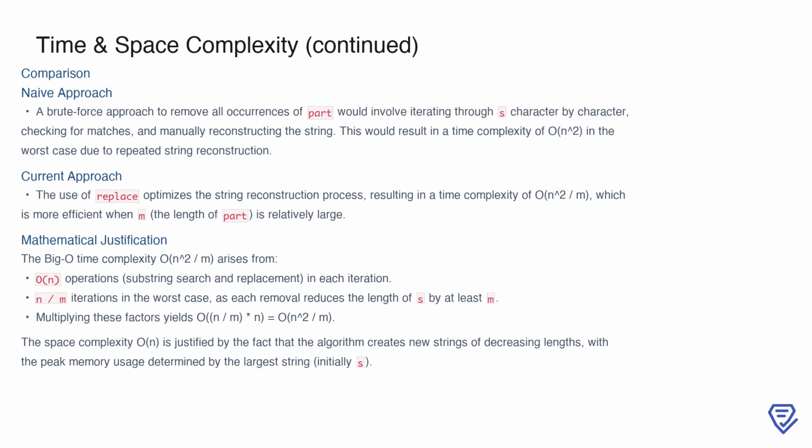For space complexity, the creation of new strings during each iteration drives the memory usage, which is proportional to the size of the largest string processed, resulting in an overall space complexity of n.